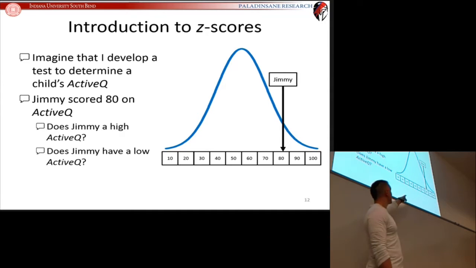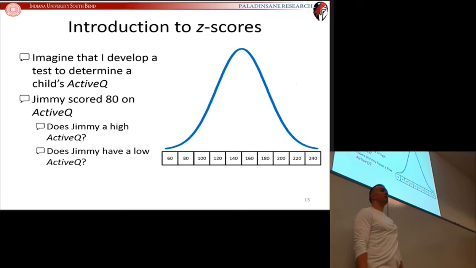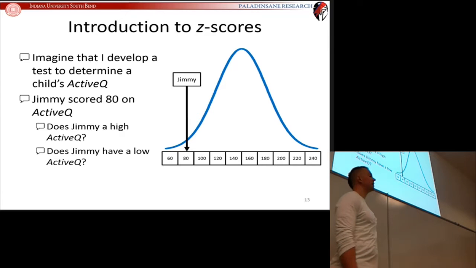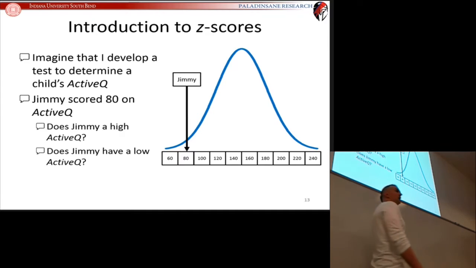However, if this was the distribution here, if 60 was the lowest that people score and 240 is the highest that people typically score, well, now all of a sudden Jimmy is right there. And Jimmy actually has an incredibly low activity level. So number one, we wouldn't want to treat Jimmy for his activity level. If anything, we'd want to increase it.